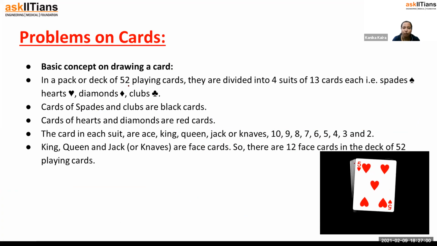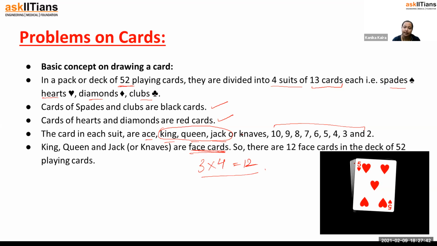So cards, it has a total of 52, out of which it is divided into 4 suits, 13 cards each, that is spade, heart, diamond and club. So cards of spades and clubs are black, cards of hearts and diamonds are red. Each of them have ace, king, queen, jack, and then the numbered cards, out of which king, queen and jack are known as face cards. All right. So there are 12 face cards in total. That is 3 into 4 suits, you get 12.